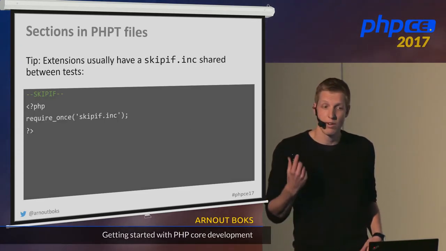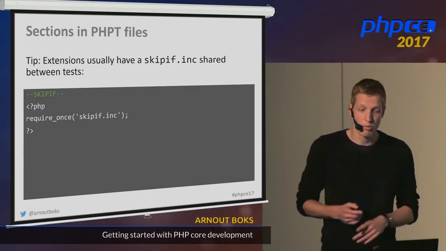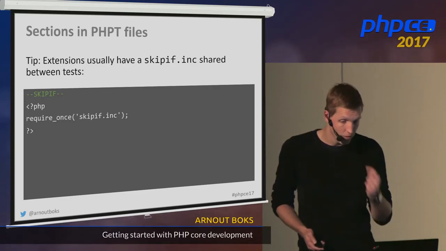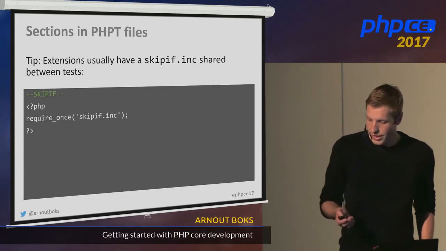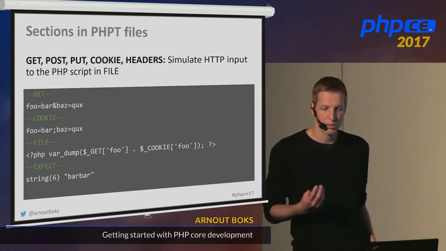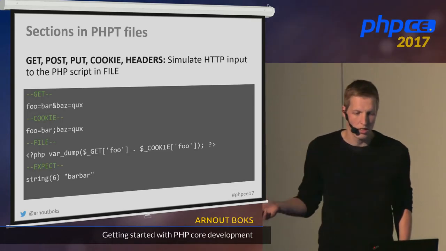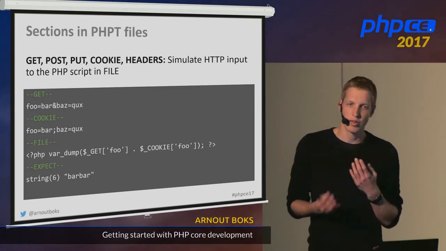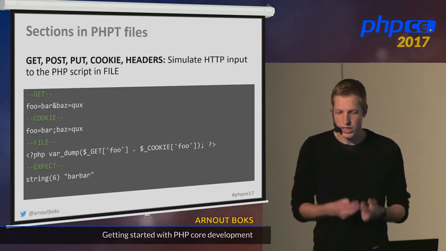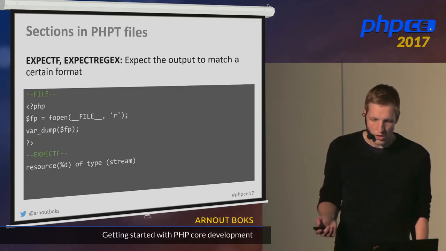Extensions usually have a shared skip-if include file, so that they all share the same logic for skipping tests if that extension is not loaded. There are also other sections that you can use, for example, to simulate HTTP inputs using GET, POST, PUT, cookie, and headers. So you can simulate your scripts being called with certain GET parameters and a cookie and HTTP headers, and you can use that in your tests.